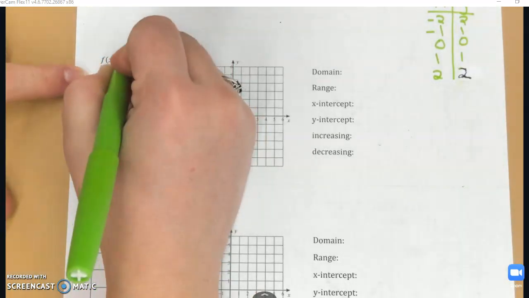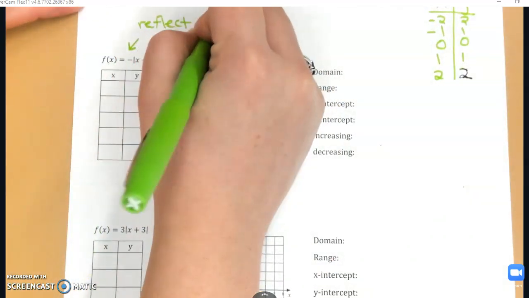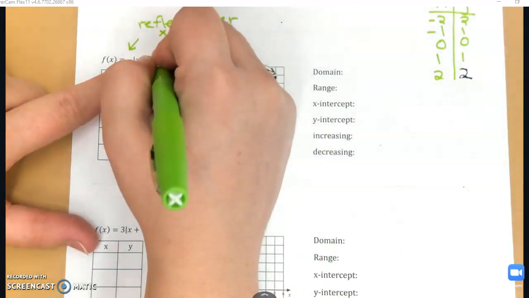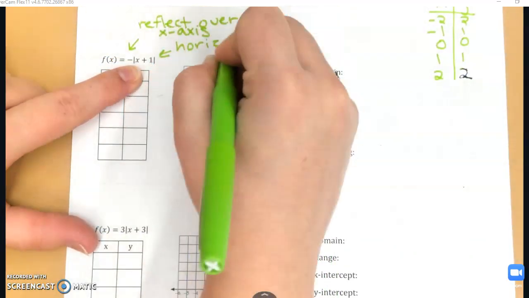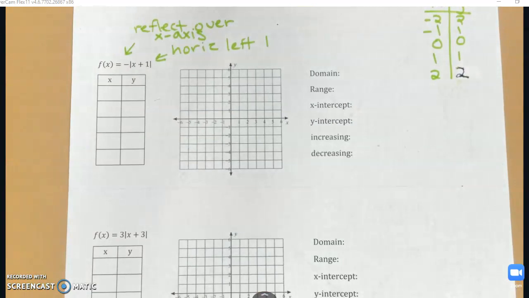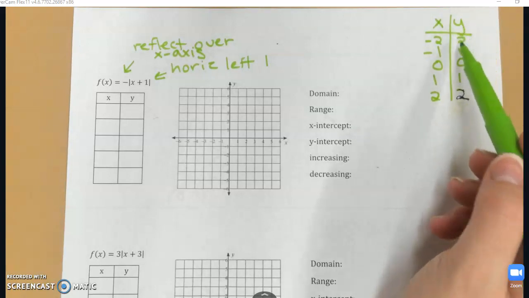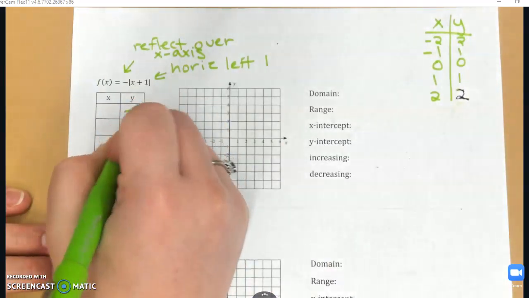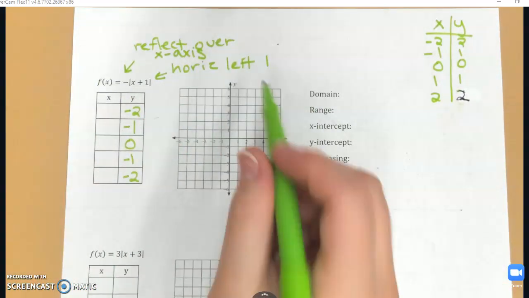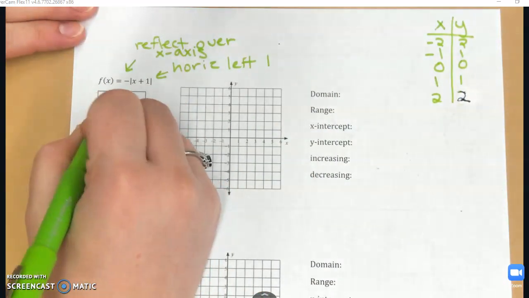I have this negative on the outside tells me I'm reflecting over the x-axis. And then that +1 on the inside tells me that I have a horizontal shift to the left 1. So thinking about those 2 transformations, the reflection changes the y-coordinates and it changes the sign of each of these. So for each of my y-coordinates, that's going to become -2, -1, 0 stays 0, -1, -2. Then going to the left one, that affects my x-coordinates, and I'm going to subtract 1 from each of these.